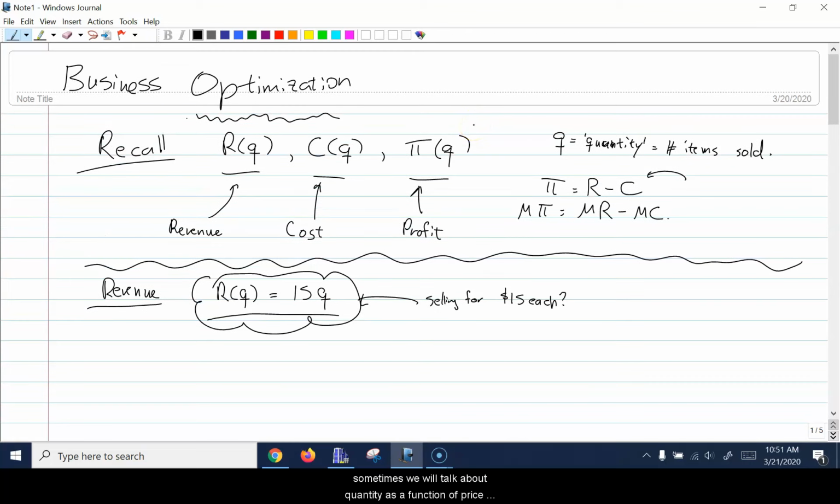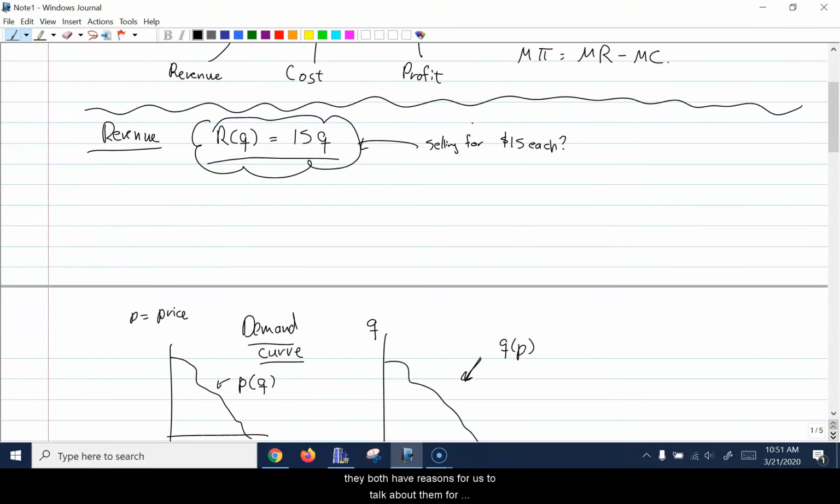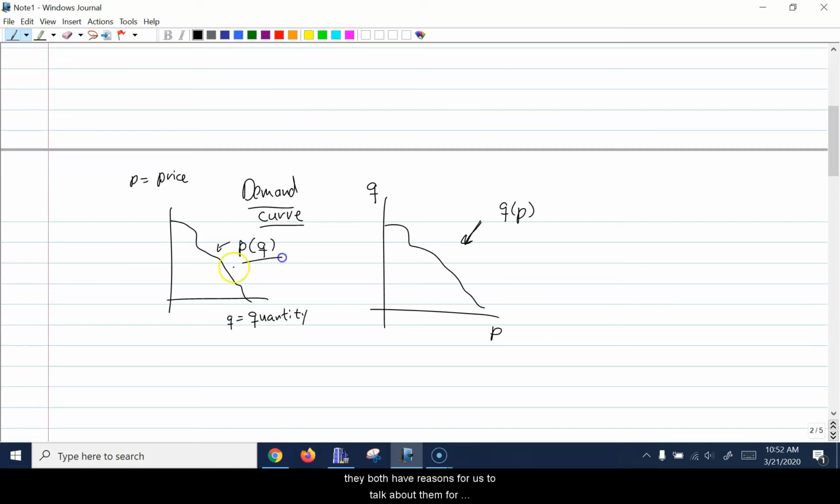So if I'm in a context where I keep talking about everything as a function of Q, that's a good reason for me to talk about price as a function of Q. It'll blend in with the others. If I'm dealing with those other functions, this is the sensible thing to do.